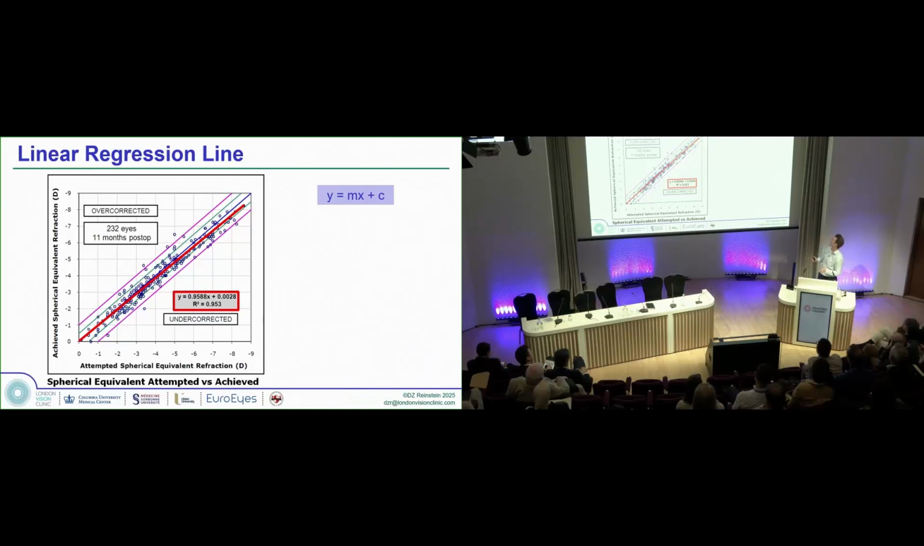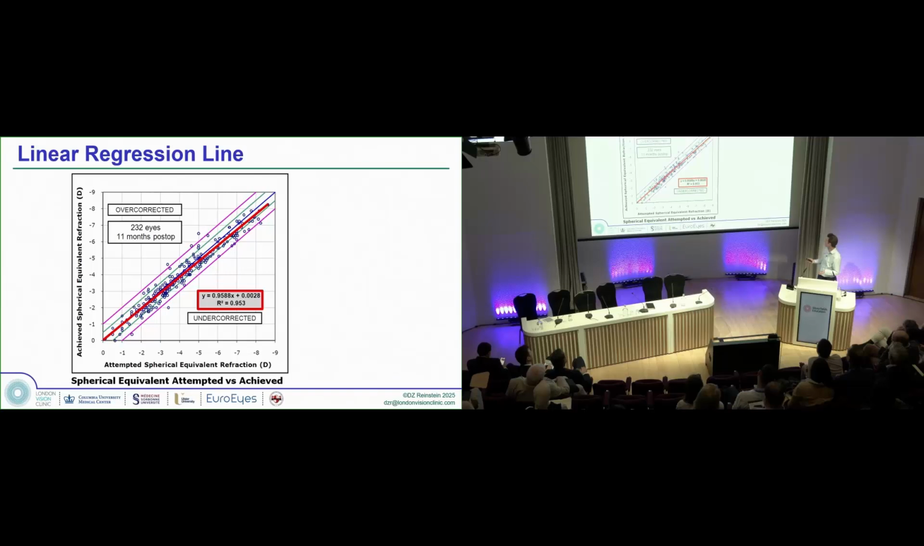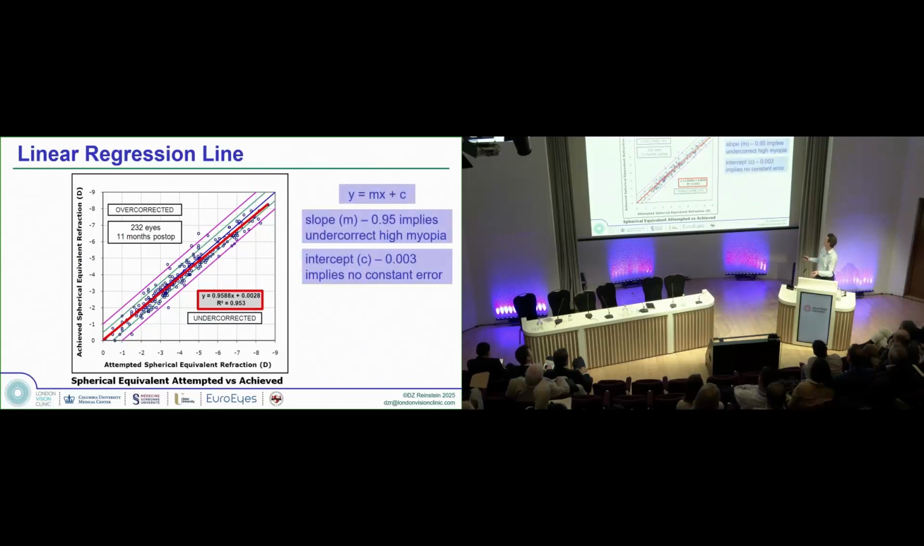The equation of a straight line is y equals mx plus c, where m is the slope, the gradient of the line, and c is the intercept, or where it crosses the y-axis. So in this case, once you've got your equation, how do you actually use it to plan for future cases? So what we want is, now we're looking into the future.